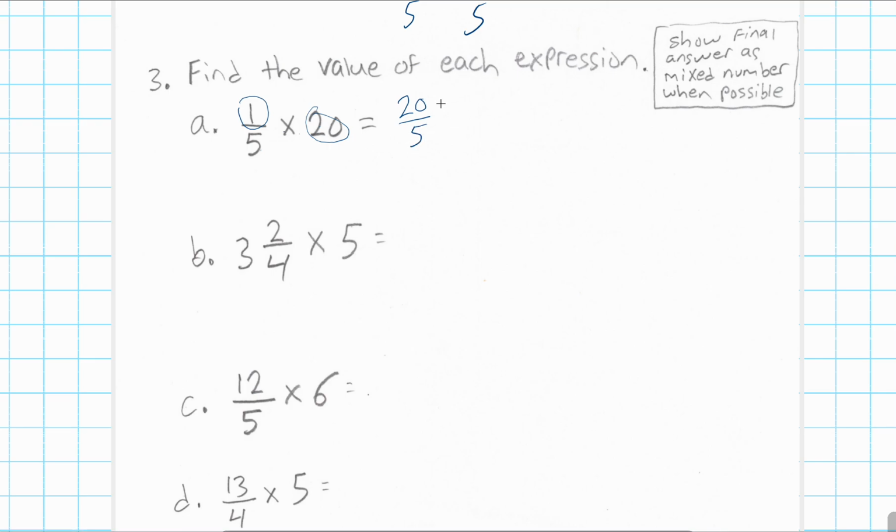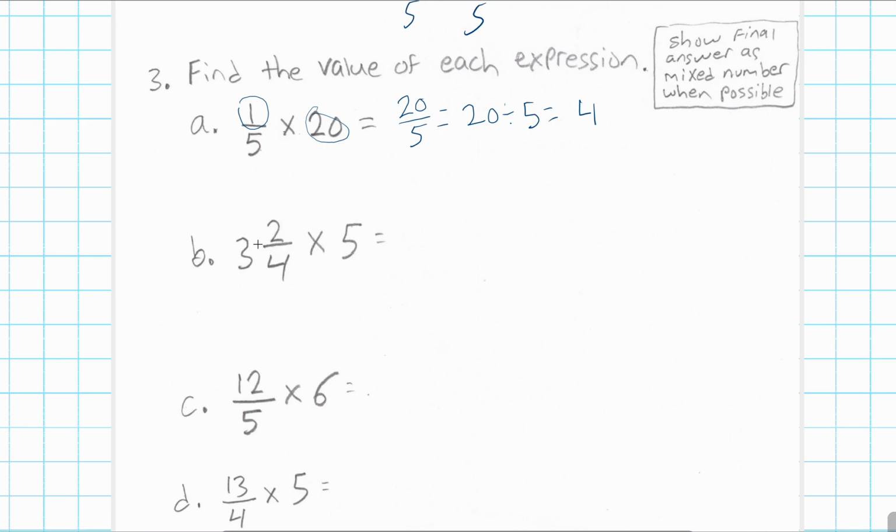Okay, well, this means, remember that fractions are division. So 20 fifths just means 20 divided by 5. Okay, so we have to ask ourselves 5 times what will give us 20? Well, that is 4. So let's go to the next one.